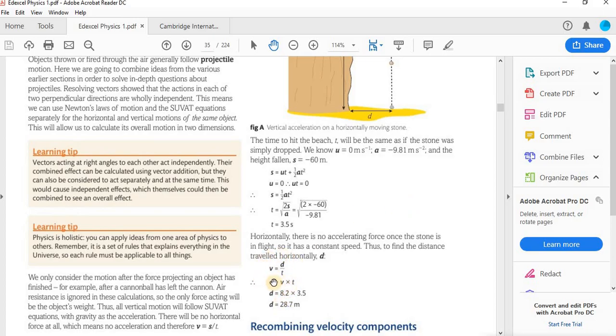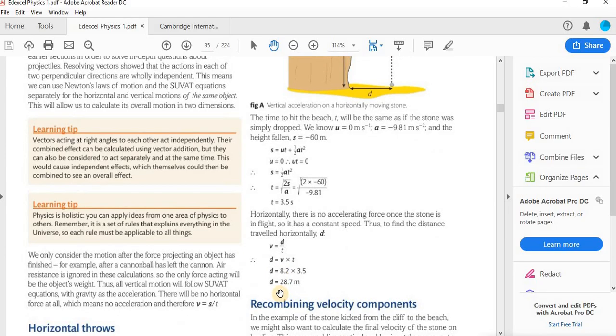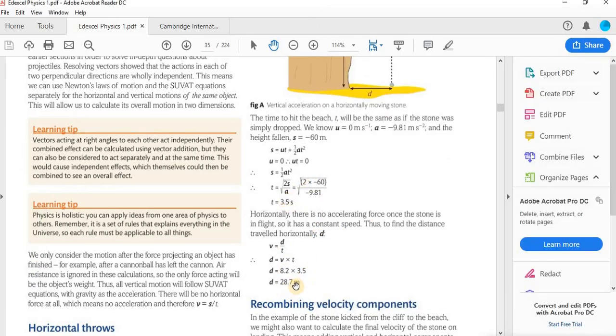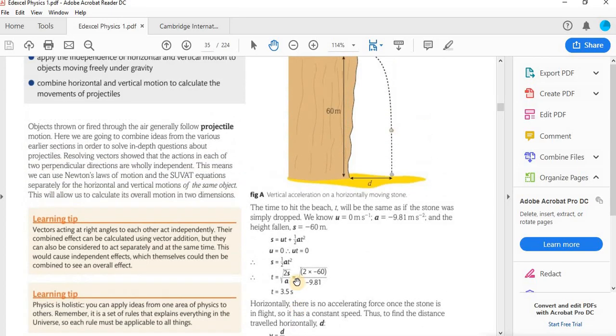Since the horizontal velocity is constant, we can use the equation velocity equals displacement divided by time. We are considering this in the horizontal direction, and we can take to the right as positive. Then d is equal to vt. v is 8.2, because the initial velocity is in the horizontal direction, so we can use this value. The time is again the same, 3.5, so we get 28.7 meters.